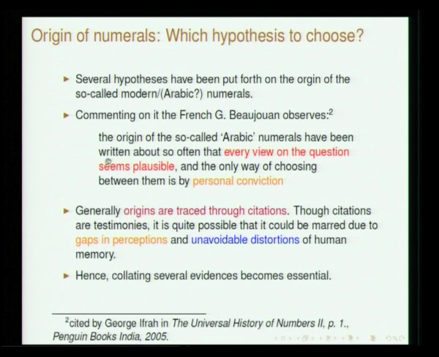The origin of the so called Arabic numerals has been written about so often that every view on the question seems plausible, and the only way of choosing between them is by personal conviction. So, why does Benjoin observe this?